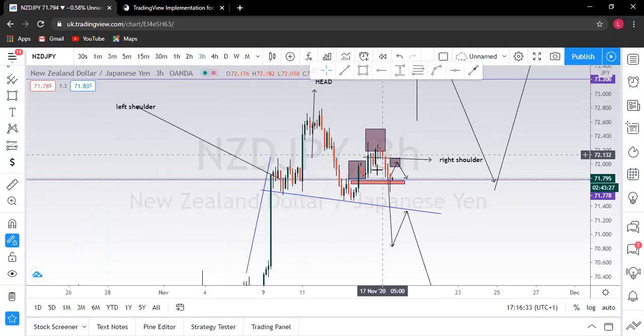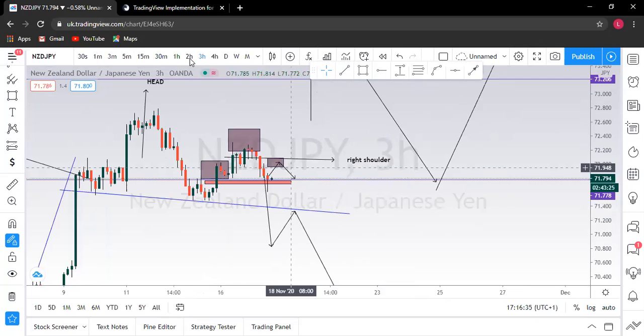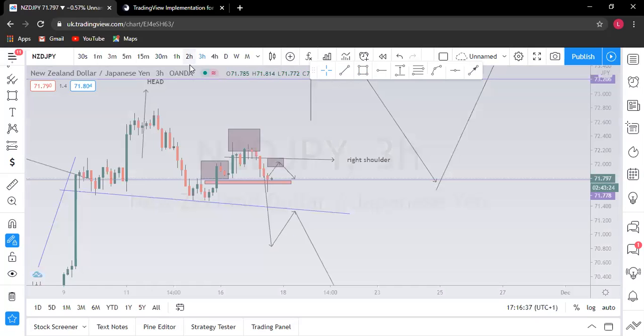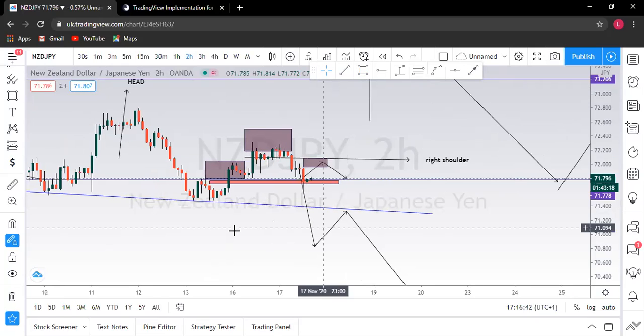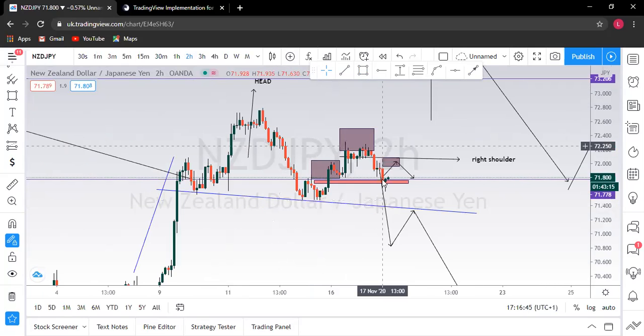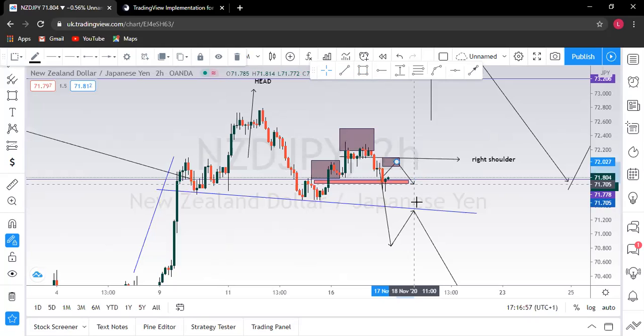But in it, in 3 hour, we are still forming another thing. So let's go on a lower time frame, which is the 2 hours, and see. Now it looks very clear on 2 hour. Can you see it? So we are waiting for the formation of the right shoulder, then we can sell down. So the market is giving us another opportunity to sell if we've missed the opportunity to sell from this head, which serves as the right shoulder on 4 hour time frame.